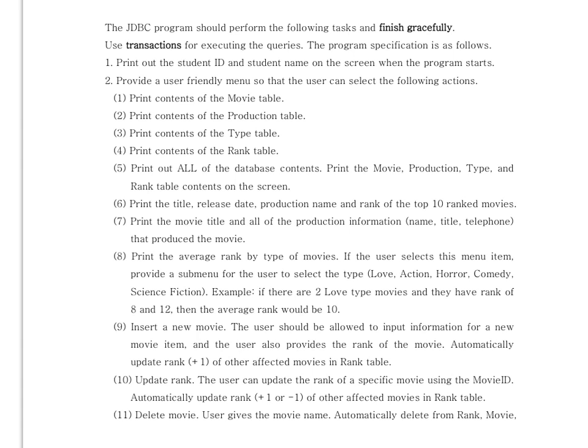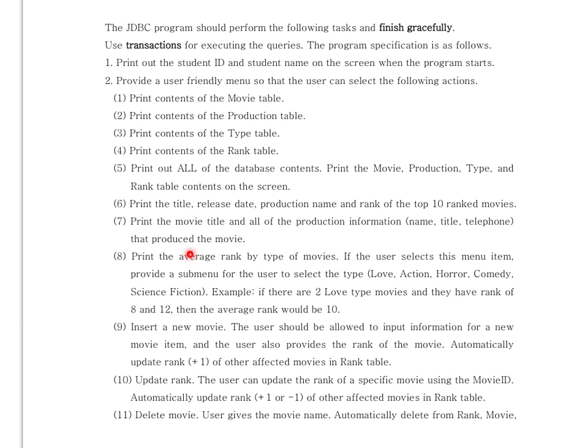And then the other functions will be using some other SQL queries. So you want to print the title, release date, production name, and rank of the top 10 ranked movies. And then you want to print the movie title and all of the production information, that is the name, location, and telephone that produced the movie. So basically you want to do some join operations, and you want to print the average rank of the type of movies.